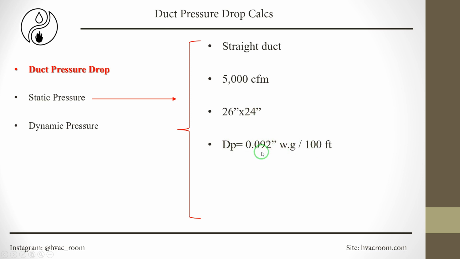So if I get this number, it should be done, because this number times the length of this straight duct divided by 100 feet gives you the static pressure. So for example, if you have 20 feet of this ductwork, again, it's very easy. This number times 20, the length of the ductwork, divided by 100. This number is going to be your static pressure. But for the dynamic pressure, we got to look at other parameters.